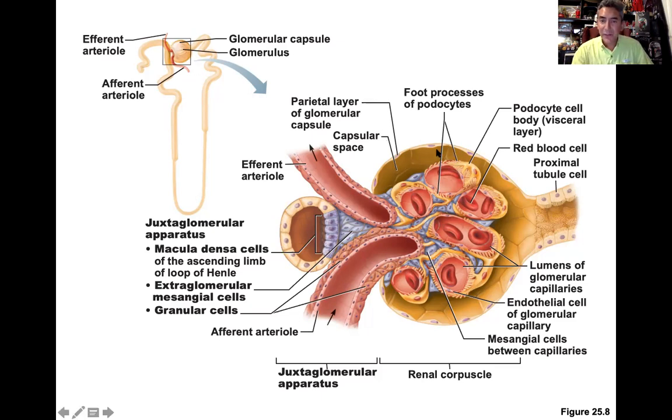Inside, this would be glomerular capsule, Bowman's capsule, and that's then the glomerulus. Right? So glomerulus is a capillary bed, fed by arterial blood, drained by arterial blood. It's not drained by a venous circulation, it is drained by arterial circulation.